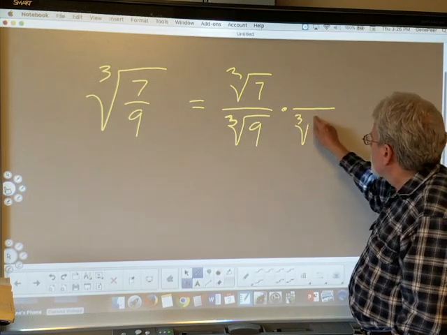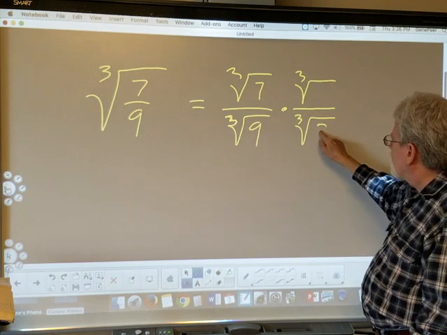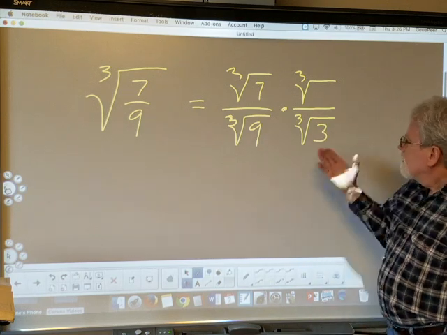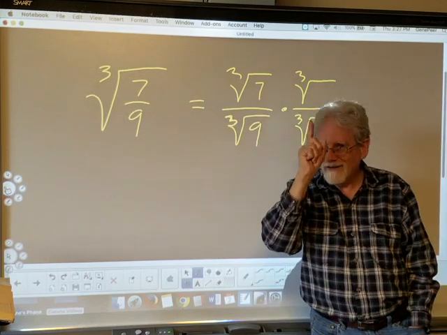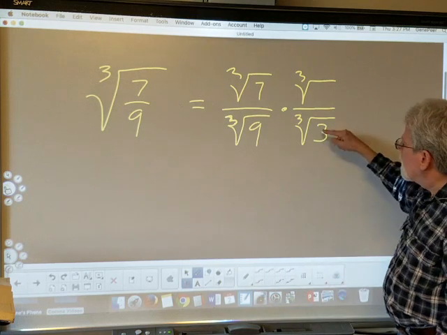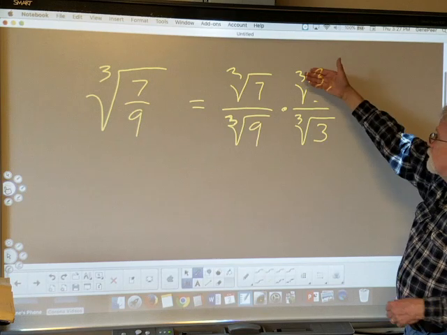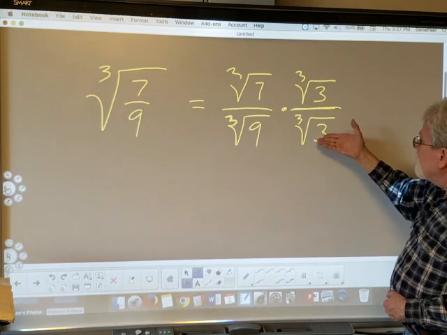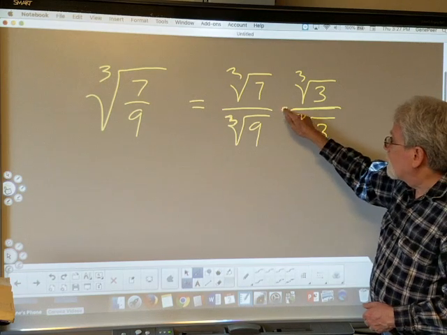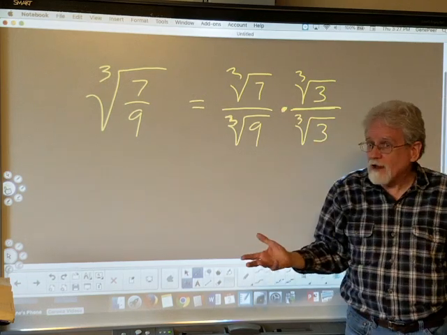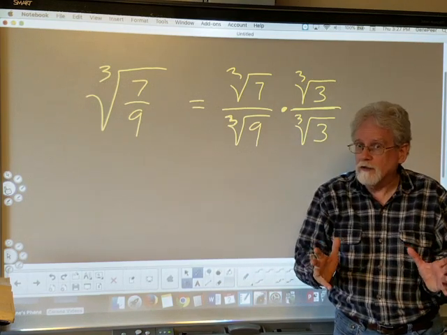How about this? What if I multiplied the 9 by another 3? Which would cause this to become the cubed root of 27. I'm allowed to do that as long as I also multiply the numerator by the same thing, because after all, cubed root of 3 over cubed root of 3 is just a very fancy name for 1. All I'm doing is multiplying by 1, which doesn't change anything, except the way it looks. It doesn't change what it is.